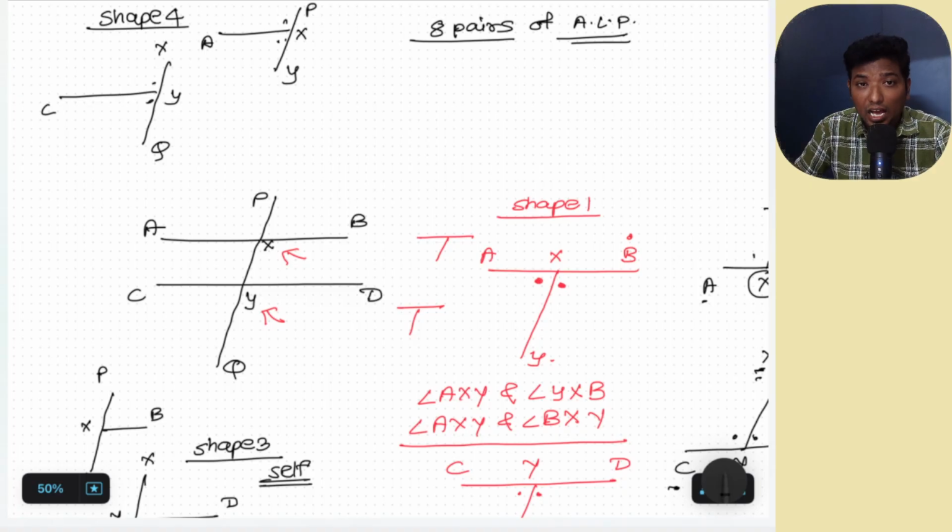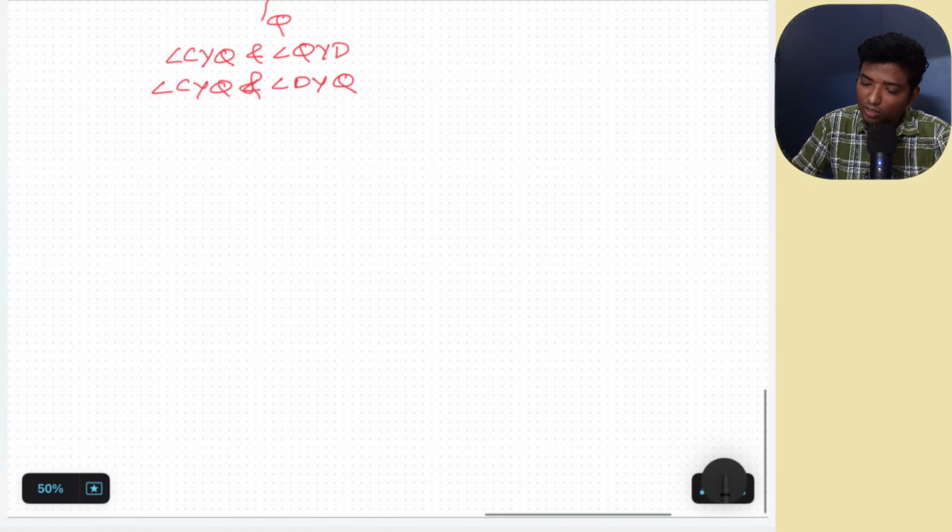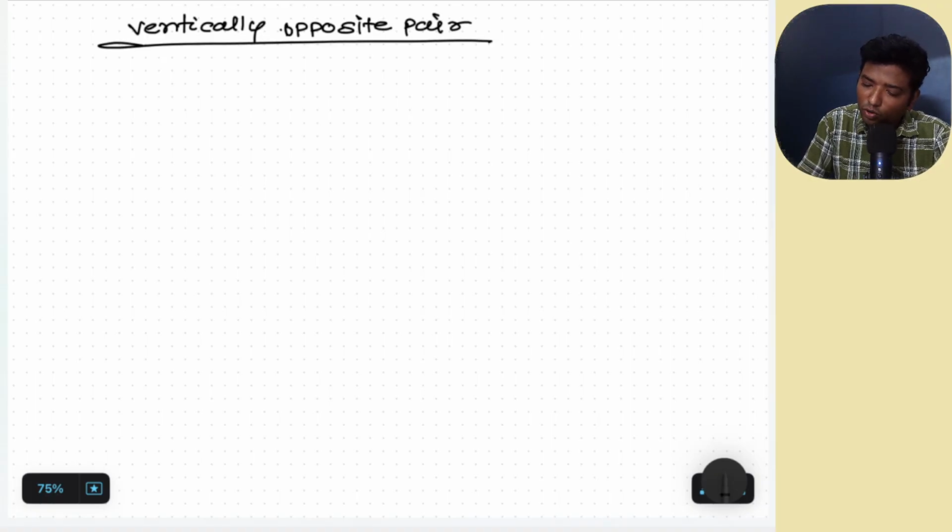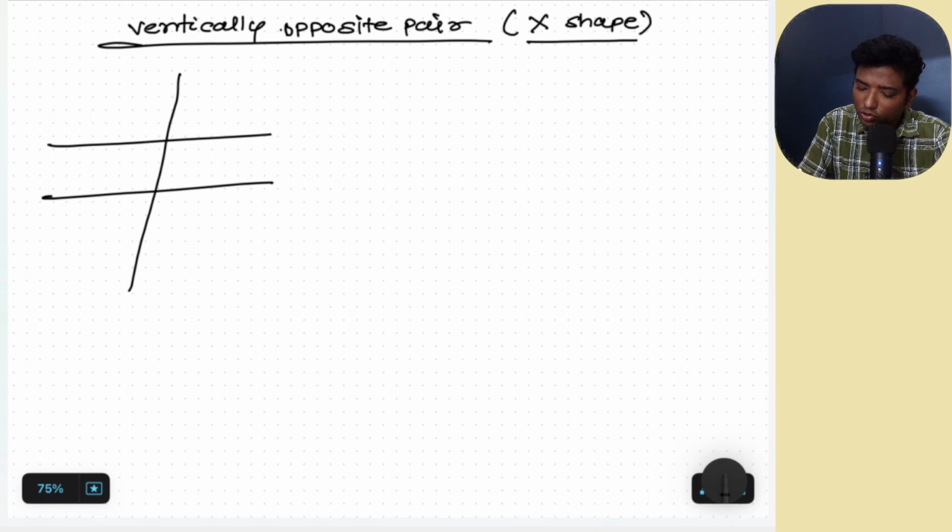Okay. And now let's move to the last type. Very last type. Very easy. Vertically opposite pair of angles. The way I told you, इसके लिए हम लोग को याद रखना है X shape. Remember X shape.